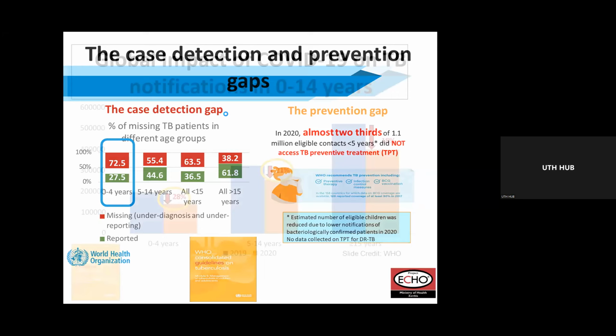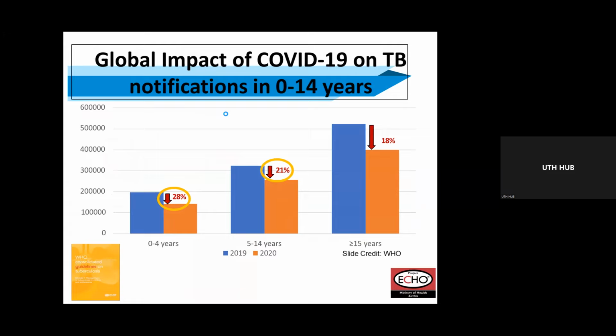So I'd like to say that COVID has been with us now for almost 3 years or so, and COVID has had a big impact on our health systems. This is what the impact has been globally on TB. So I think some scholars are suggesting that COVID has set us back 10 years on the global picture in terms of the successes we had made towards TB. So the global picture, we're seeing that for children between 0 and 4, the number of children notified reduced by about 28%. And you see that this is the age group that was hit the most.